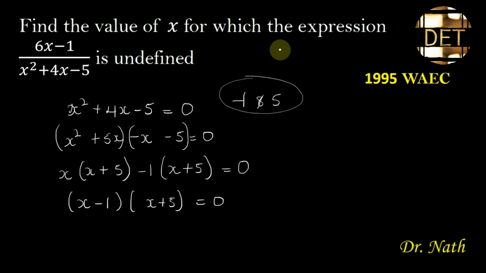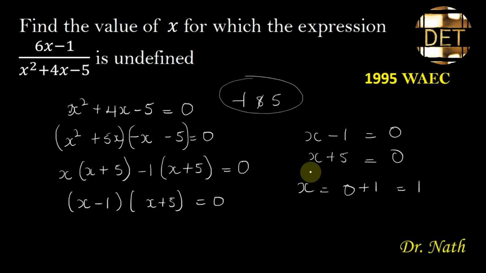So for this expression to be undefined, my x minus 1, which is what I got here, will be equal to 0, or x plus 5, which is what I have here, will be equal to 0. So if x minus 1 is equal to 0, when this minus 1 crosses to the other side of the equation, it will become plus 1. So from the first one, my x will now be equal to 0 plus 1, and 0 plus 1 is equal to 1.